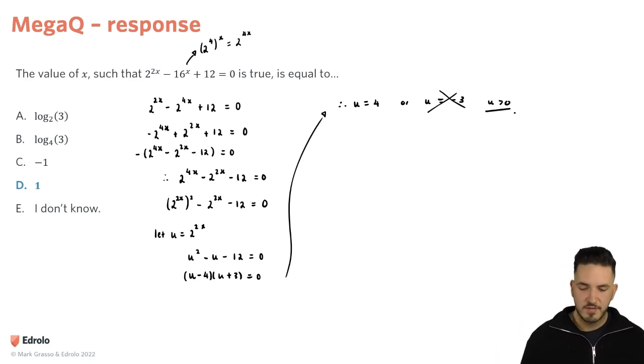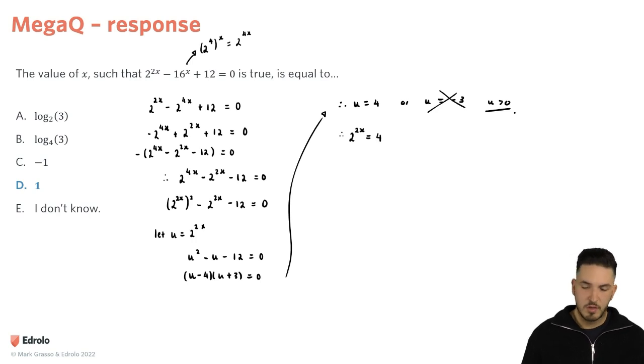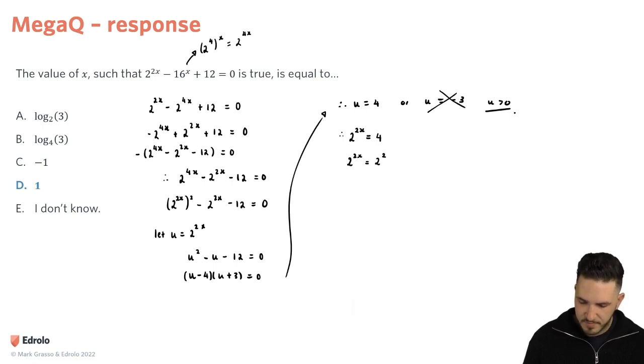Again, not finished yet. We have to substitute back in for what u was, and we let u equal 2 to the power of 2x. So we can say 2 to the power of 2x equals 4. You'll notice we could use a logarithm, but we can get to the same base. So 4 can be rewritten as 2 to the power of 2. So we can have 2 to the power of 2x equals 2 to the power of 2. Disregard the bases now, so we have 2x equals 2. Divide both sides by 2.